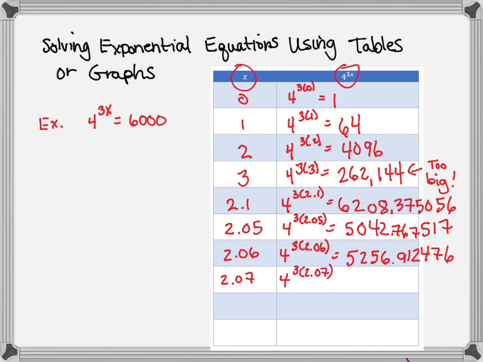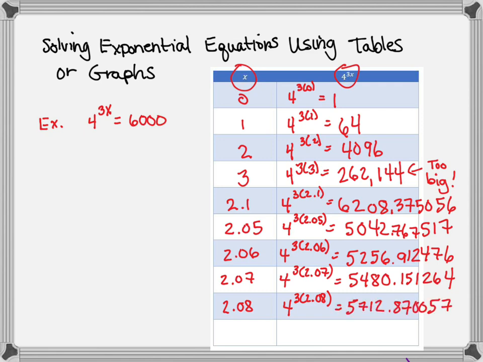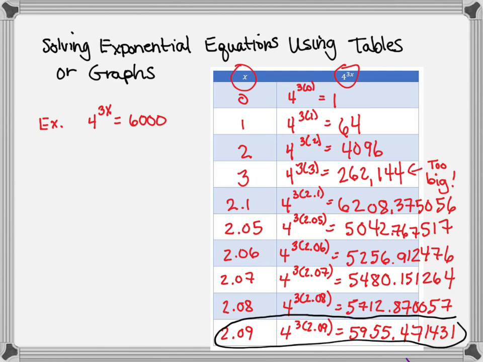4 to the 3 times 2.07 power is 5,480.151264. Let's try a little bigger, 2.08. 4 to the 3 times 2.08 power is 5,712.870057. Let's try 2.09. 4 to the 3 times 2.09 power is 5,955.471431. So we're really close to 6,000.